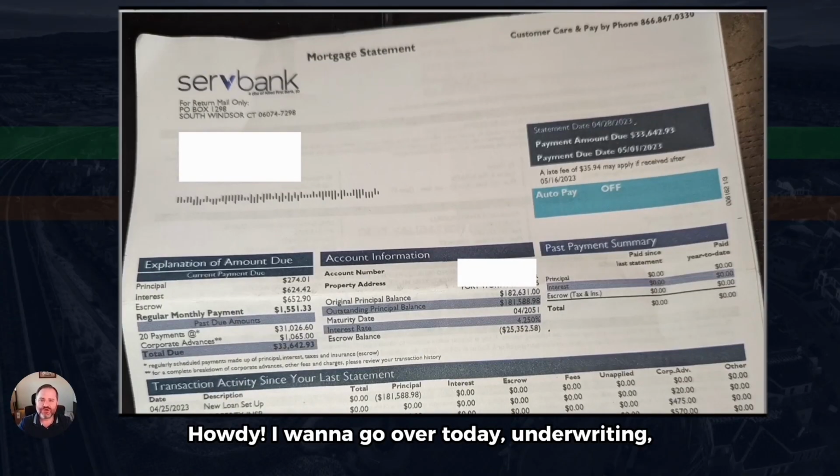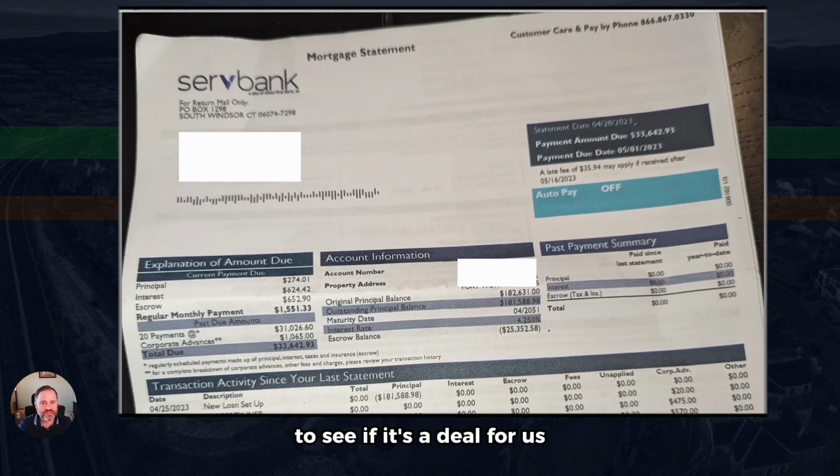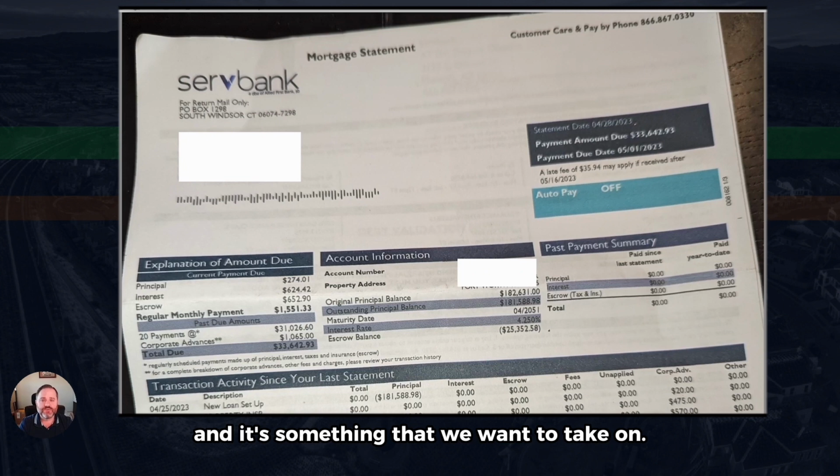Howdy! I want to go over underwriting today. How do we review a potential property to see if it's a deal for us and something that we want to take on? Now, when you're doing notes, what's most important is what's called your cash on cash return.